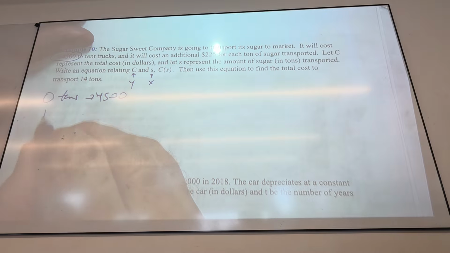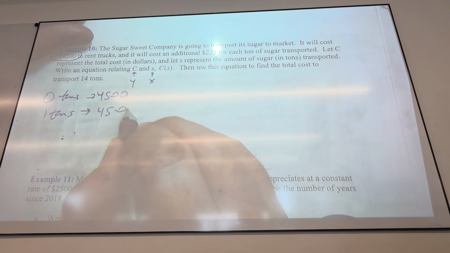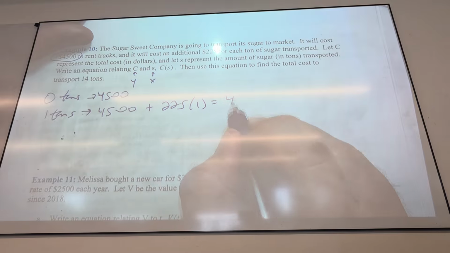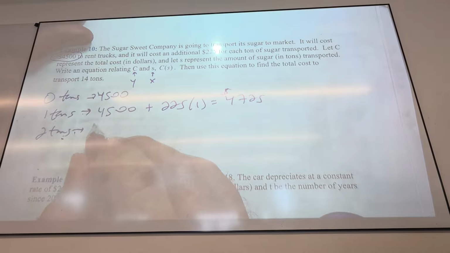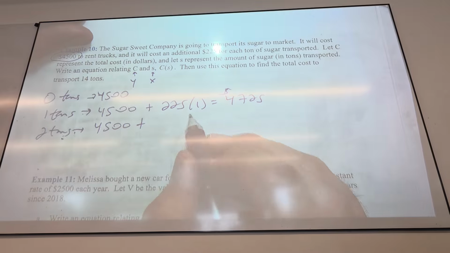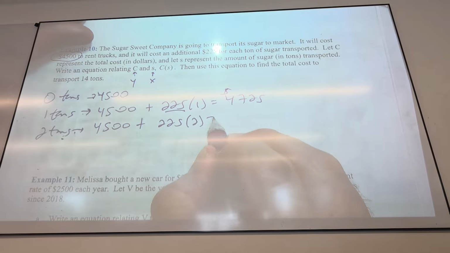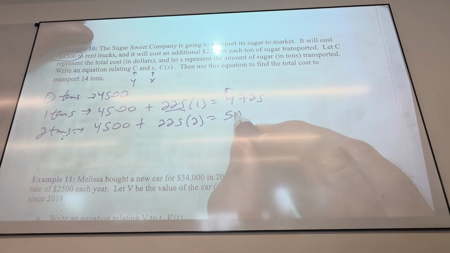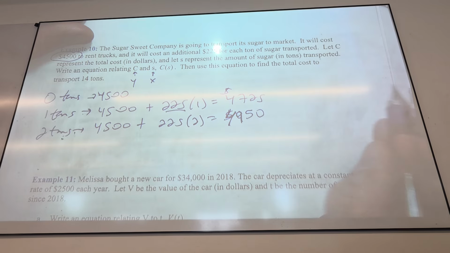If I do 1 ton of sugar, that'd be $4,500 plus 1 of these. If I do 2 tons of sugar, how much is it going to be? 2 of these. What would that be? 5,000? No, 4,950. Yeah.